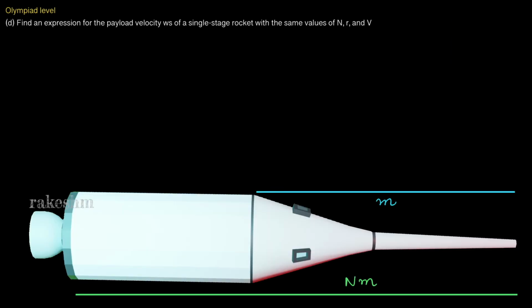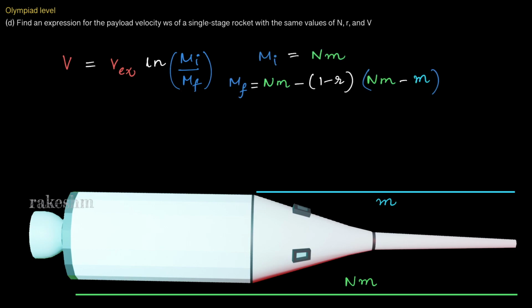Let us move on to the next question. Find an expression for the payload velocity ws of a single stage rocket with the same values of capital N, R and V. So we have a single stage rocket here, and the total mass of the rocket is capital N into M, and mass of the payload is small m. Again, we will use the rocket equation, which is V equals V exhaust ln mass initial by mass final. M initial is the total mass of the one stage rocket, which is equal to capital N into M.